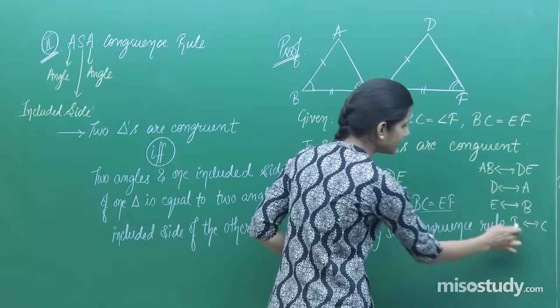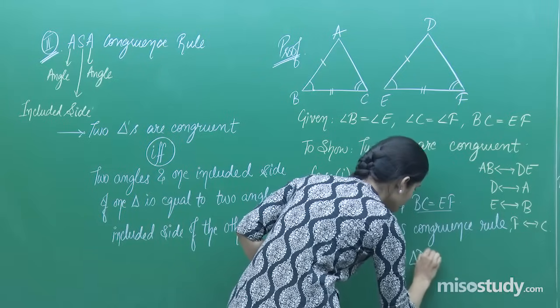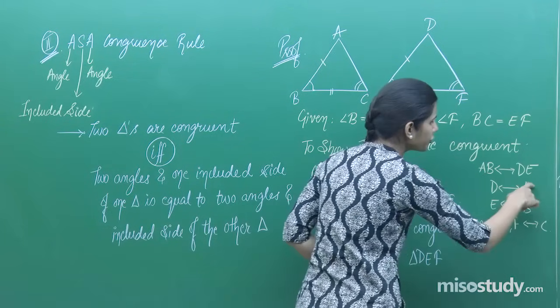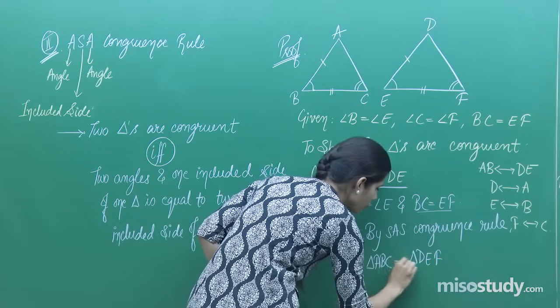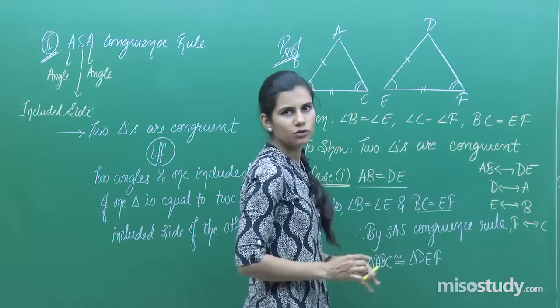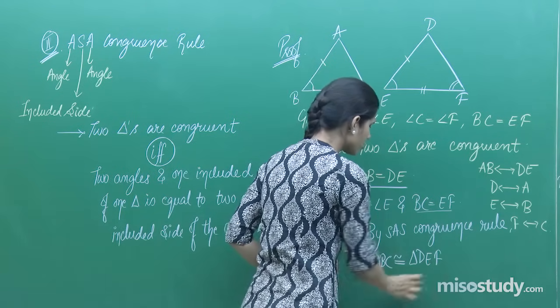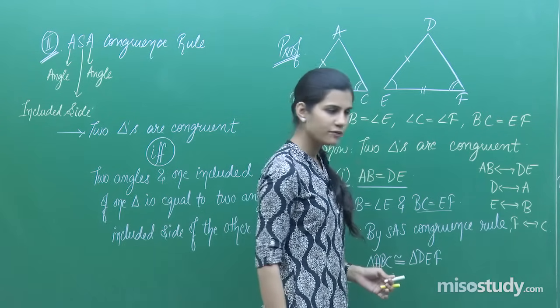So I will have triangle DEF is congruent to triangle ABC, or triangle ABC is congruent to triangle DEF. In any way you can write. This is congruent to this, any way you can write. Fine.